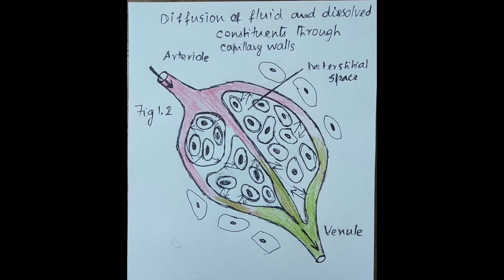This figure shows the diffusion of blood from capillaries to interstitial space, and exchange of oxygen and carbon dioxide takes place in the cells. The cells also take in nutrients and other substances.